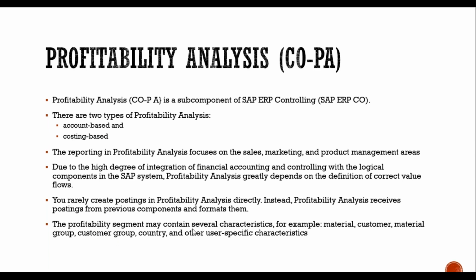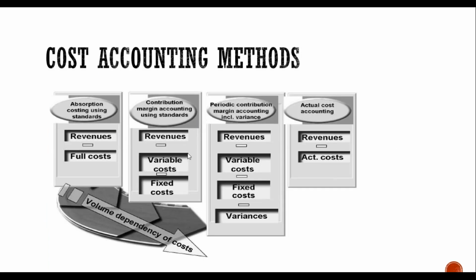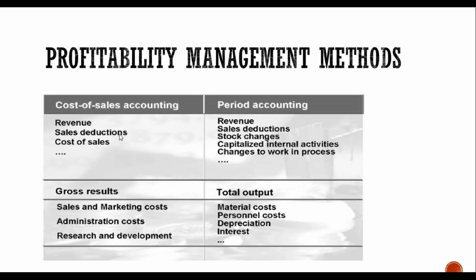The profitability segment may contain several characteristics. I gave you the example: you can have material, customer, material group, customer group, country, and other specific characteristics. There are a lot of characteristics which are standard delivered. You can use whatever you want. In addition to the standard delivered characteristics, you can also create your own characteristics and define the values. We will see in detail. This is a cost accounting method. We don't need to worry about this much, but just remember the period accounting and cost of sales accounting that I told you.